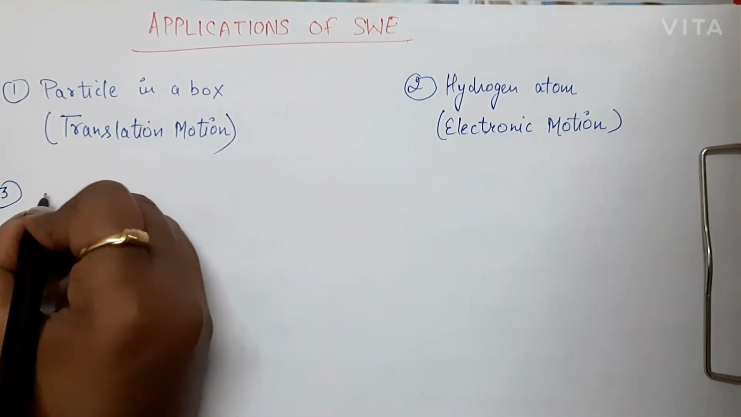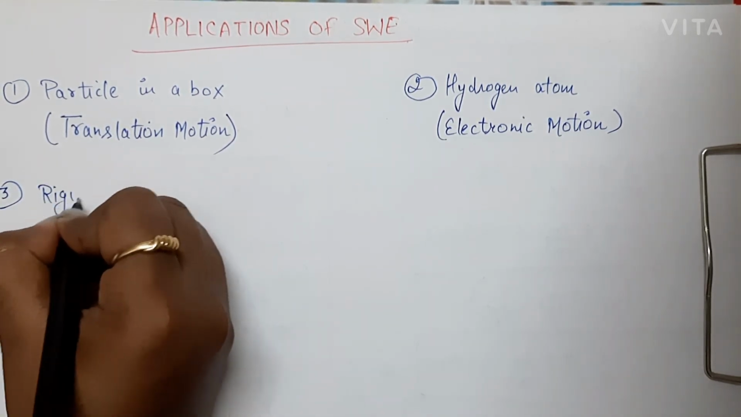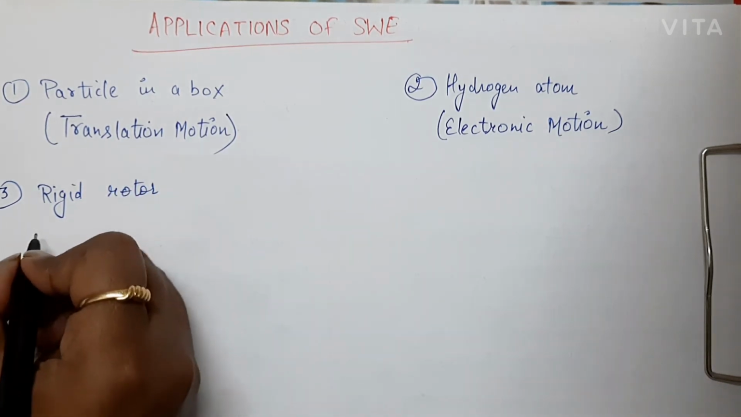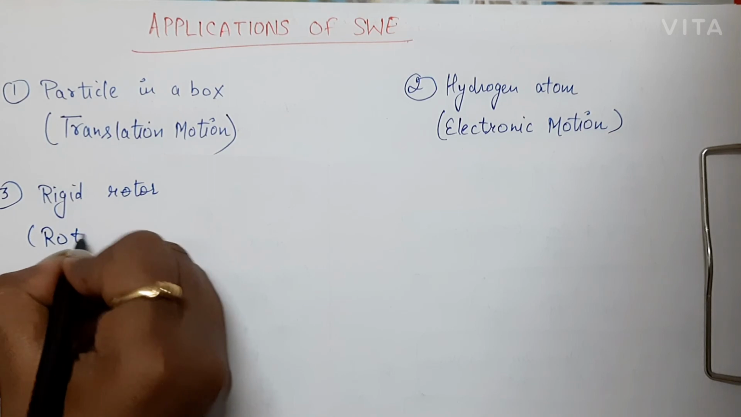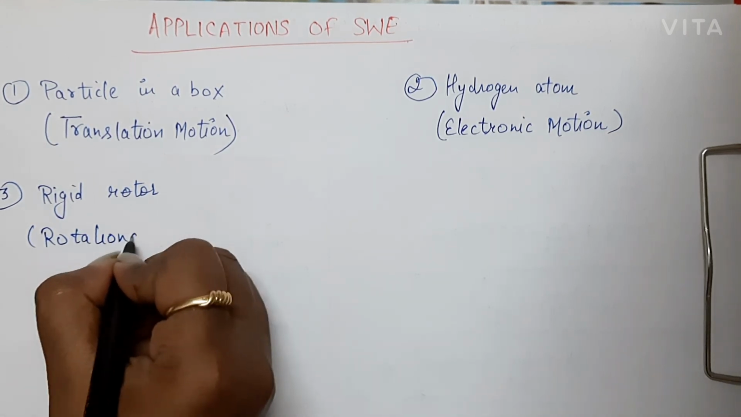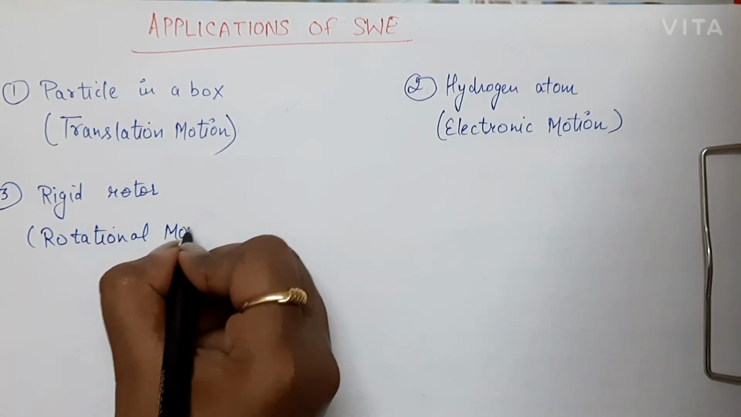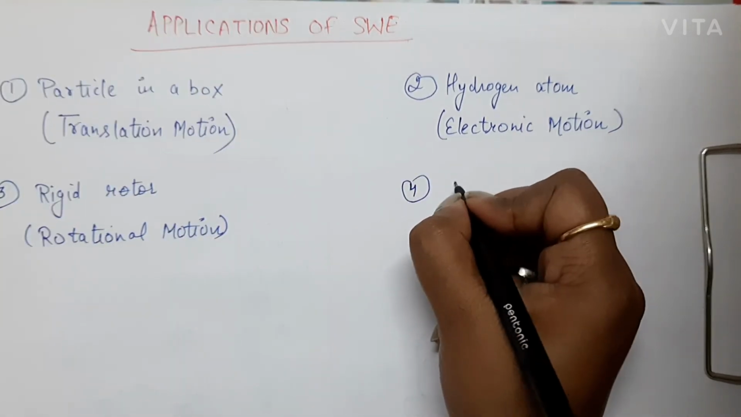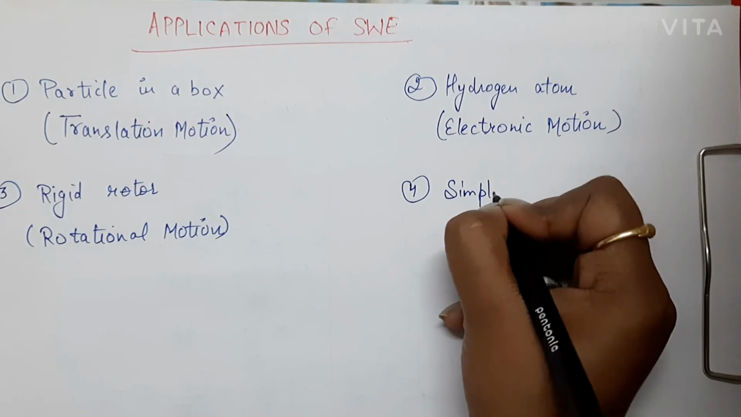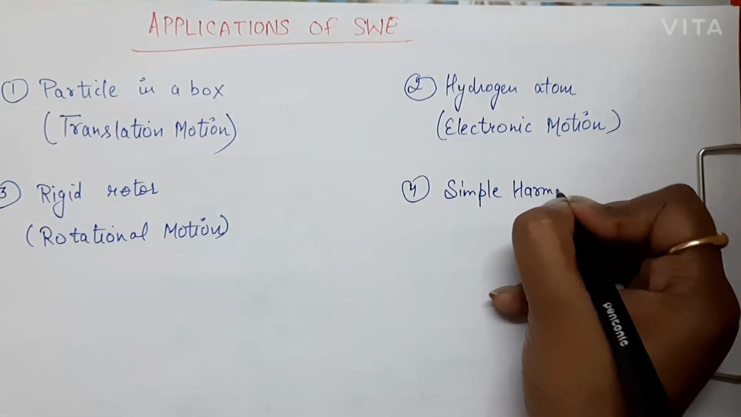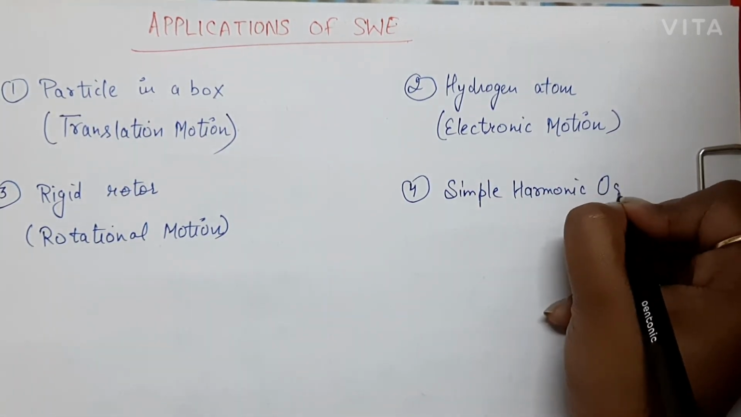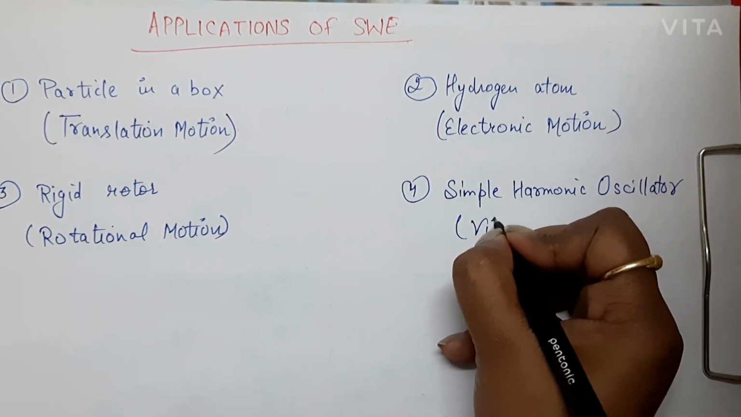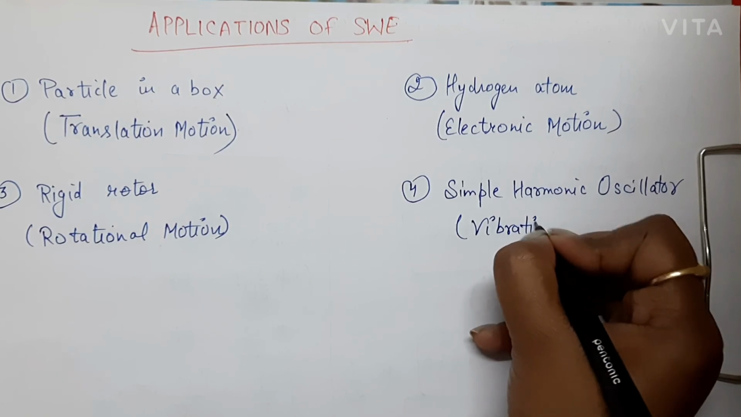Third application will be rigid rotor, which is going to represent the rotational motion. And fourth application will be simple harmonic oscillator, which is going to represent the vibrational motion.